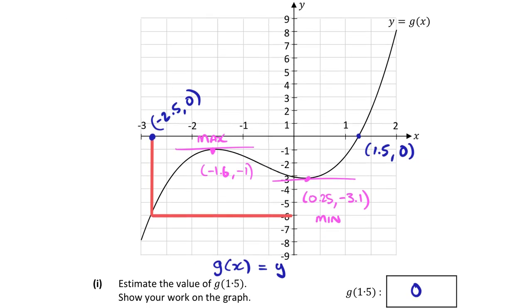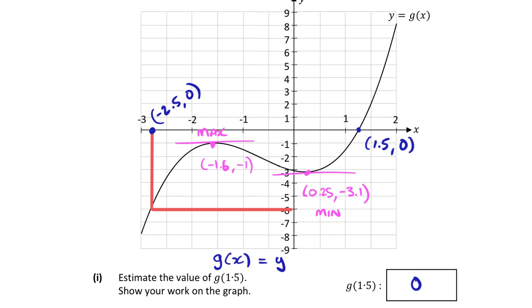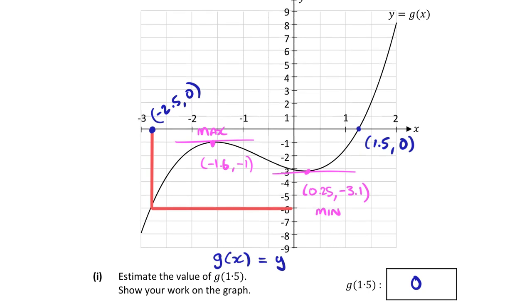So you can see there the first part of that question said use the graph to estimate the value of g of 1.5. Okay, and I've just written in here that g of x is equal to y. What I mean by that is that g of x represents the function. The function gives you your input. The output is obviously your y. So it's saying estimate the value of g of 1.5. We put in 1.5 instead of x. So go to your x-axis, go to 1.5, and you can see that the corresponding y value will be 0. So g of 1.5 gives us an output of 0.